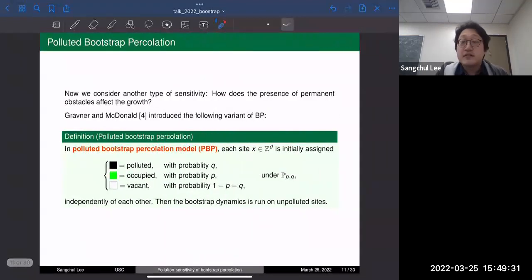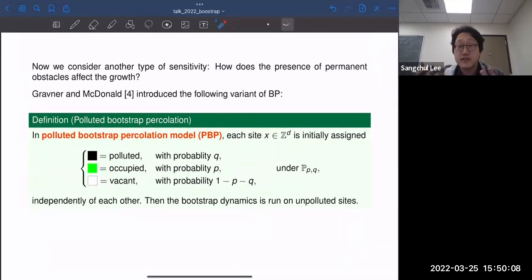Okay, so that's the basic bootstrap percolation model, but the model I really want to talk about is something called polluted bootstrap percolation. So what's the catch? I want to consider another type of sensitivity, which is how the presence of permanent obstacles affects the growth. Say we plant some permanent obstacles that are never occupied, but that also never affect the other sites. In the presence of such obstacles, how will the growth of bootstrap percolation behave?